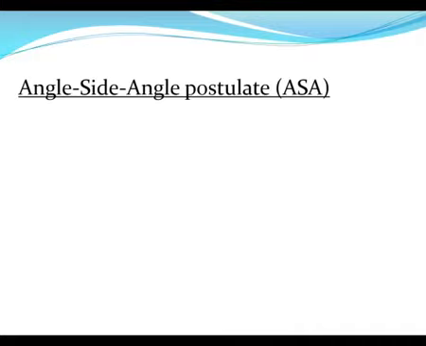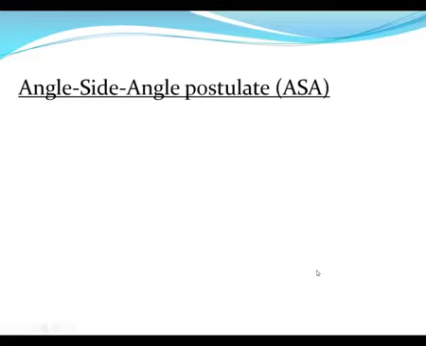All right, you guys, we're now going to talk about two other shortcuts. If you can show just three corresponding congruent angle or side parts in one triangle are congruent to three corresponding parts in another triangle, you can show the triangles are congruent. Some of these combinations work, and some do not, so we have to be careful.